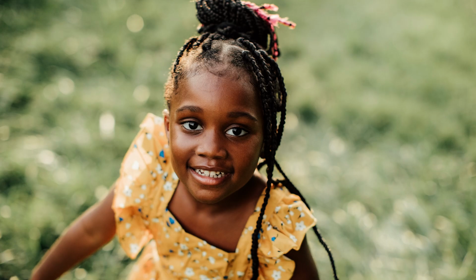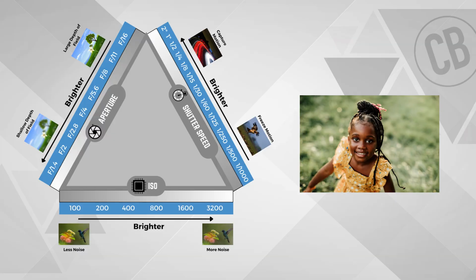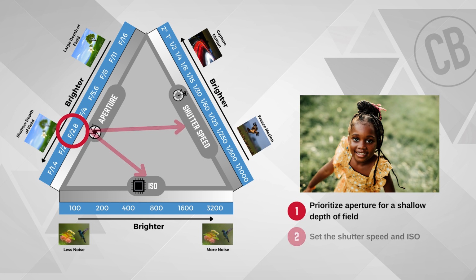Next, let's say we're doing a portrait image. In this case, we want the person to be the center of the image, the focus, and we want the background to be slightly blurred so that it draws our eye and our attention to the subject. So in this case, depth of field is going to be really important, and we're going to prioritize aperture to get that shallow depth of field. So let's say we choose an aperture of something like f2.8 to get the depth of field shallow like we want, blurring that background. We can then set the shutter speed and the ISO to get the exposure that we want.